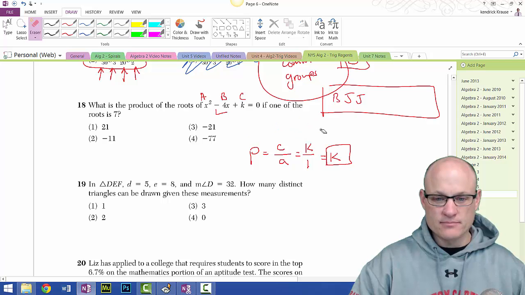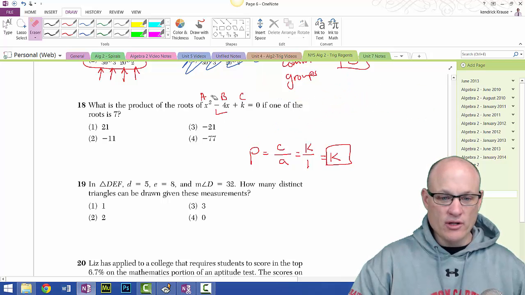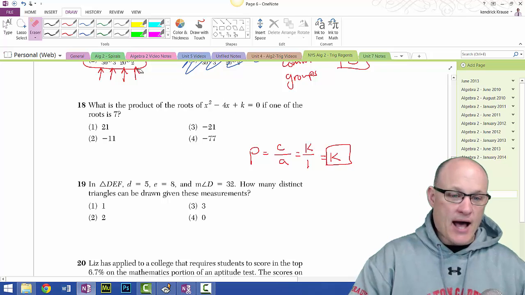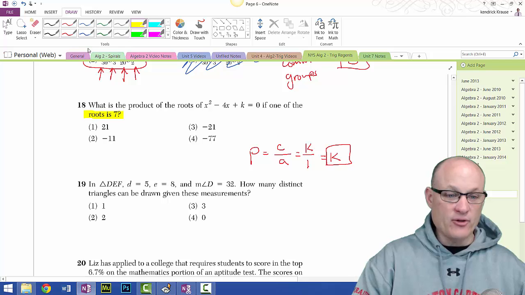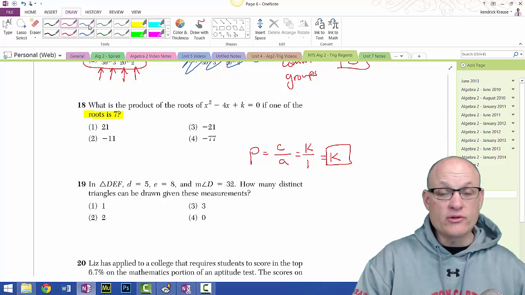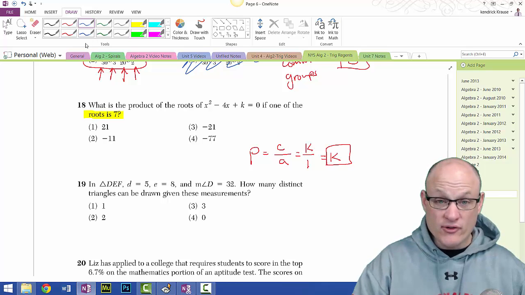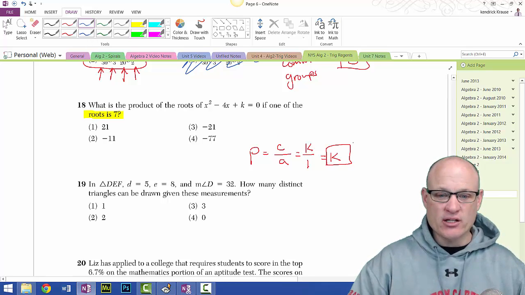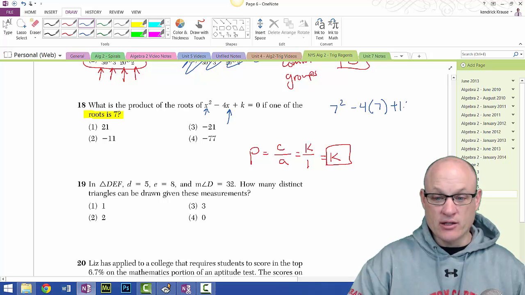All right, so let's see. I've got another part of this problem. It says one of the roots is 7. Now, if you remember correctly, a root is what makes the equation equal to 0, where it crosses the x-axis. So when I plug it in for x, I should be able to get 0 out. So when I plug 7 in, I get 7 squared minus 4 times 7 plus k equals 0.